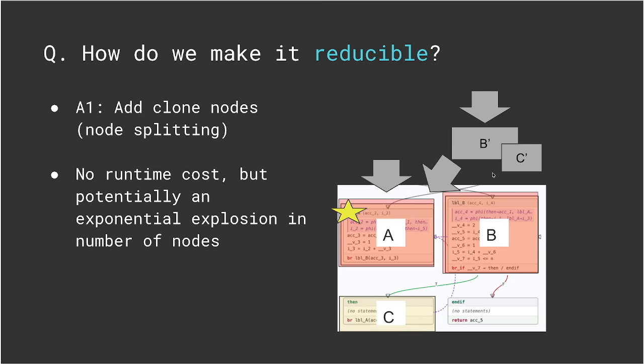The tricky thing about this is, what do you do about the edges where B points into C? Because if you don't clone C, and you just have B point into C, then you've created the problem of having a second entry point again, right? So you actually need to clone C as well, and then have that map back into A. The nice thing about this is that if you can do it, it gives you practically no runtime cost, except for the fact that your code bloats. In the worst case, you can actually have an exponential explosion in the number of nodes.